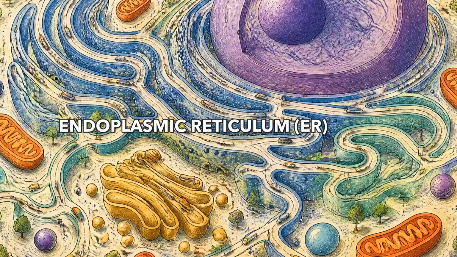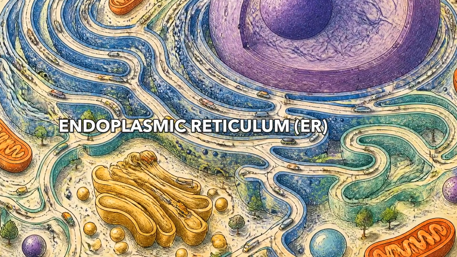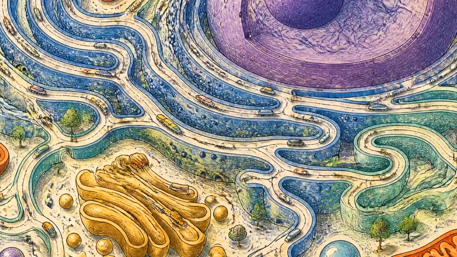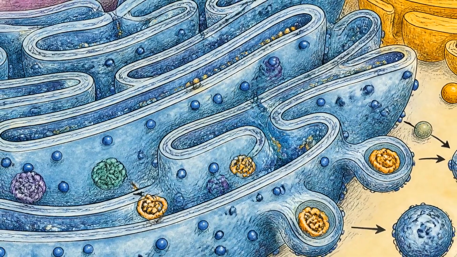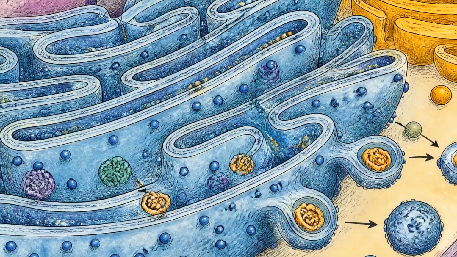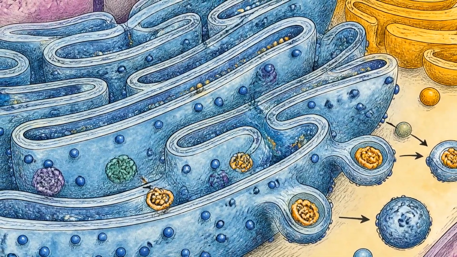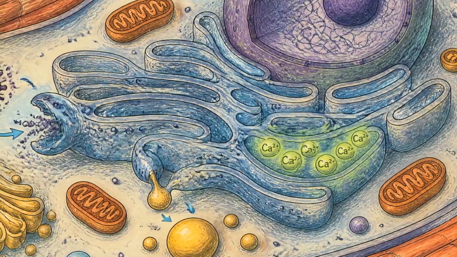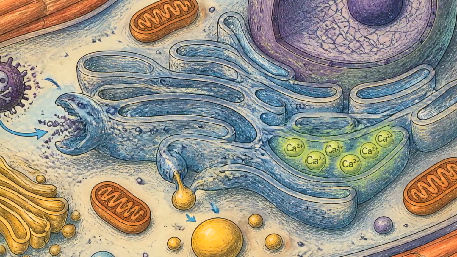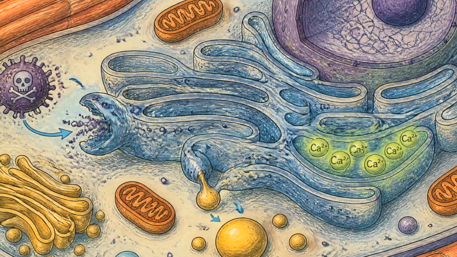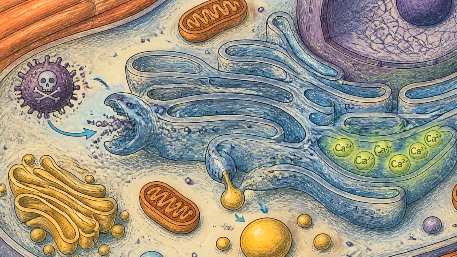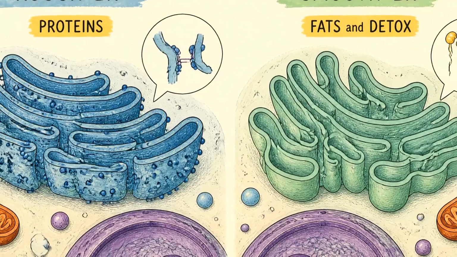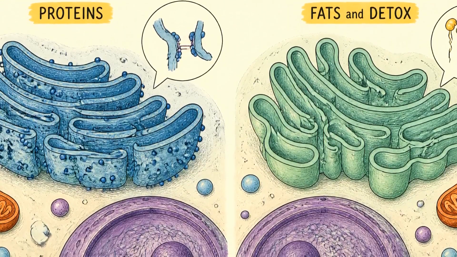The endoplasmic reticulum, or ER for short, acts like the cell's transportation network. There are actually two types. The rough ER has ribosomes attached to it, giving it a rough appearance. It helps produce and transport proteins throughout the cell. The smooth ER has no ribosomes. Instead, it produces lipids, helps break down harmful substances, and stores calcium, especially in muscle cells. So while the rough ER focuses on proteins, the smooth ER specializes in fats and detoxification.